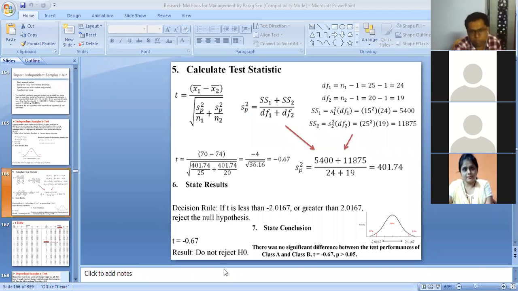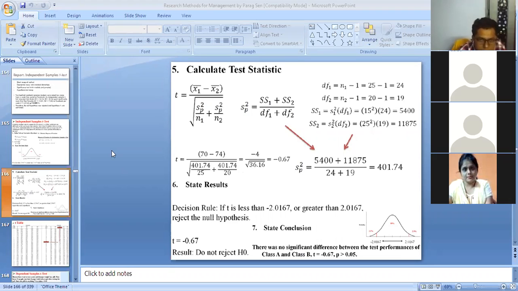Alternatively, instead of comparing the test statistic, you can also consider the p-value, and you will see that your p-value is greater than 0.05. So there is not enough evidence that, in terms of test performance, there is a significant difference between class A and class B at the population level. So this will be your conclusion.